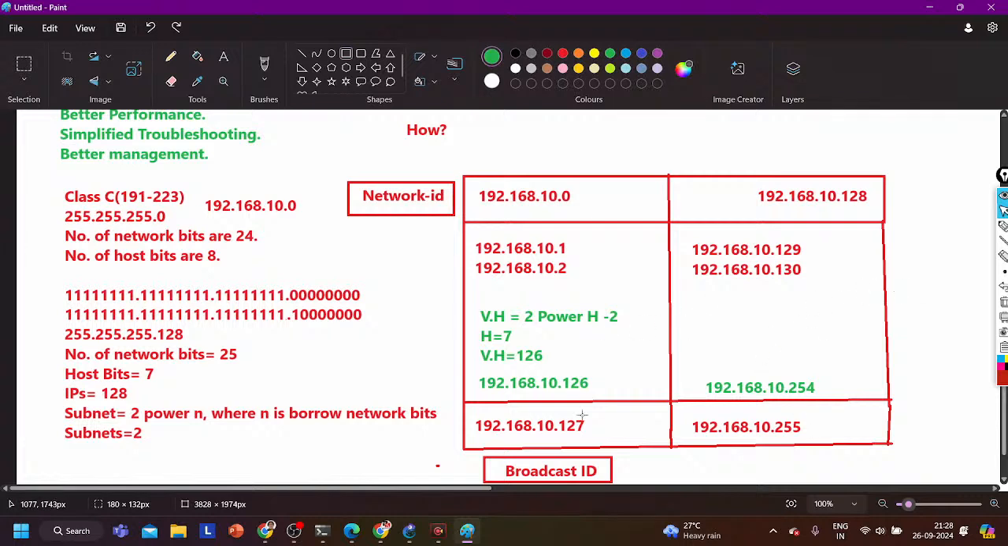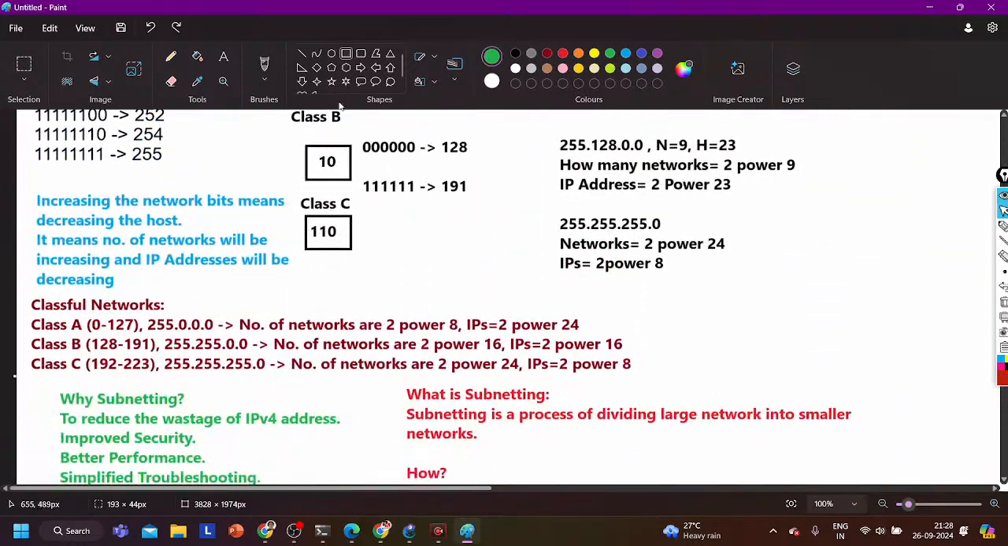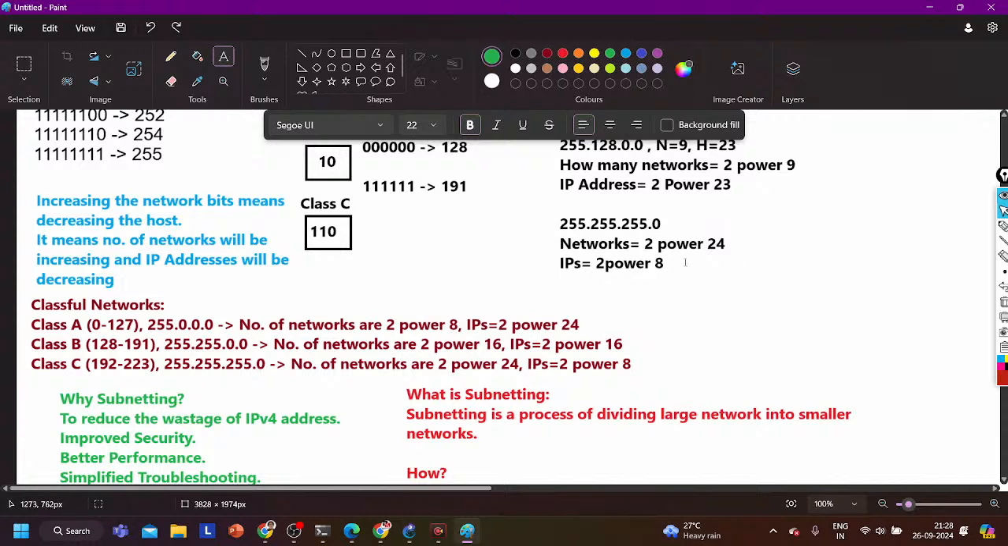Right? Now let's suppose I need less than 126 IP addresses. I need only 50 IP addresses, right? I can divide it into 4 parts. Now try to understand the requirement: how I will divide the network according to my requirement. So guys, let's say I am designing a network where I need 50 IPs, right?